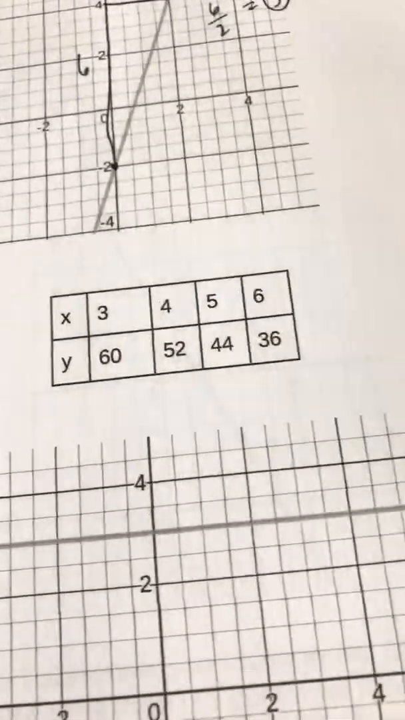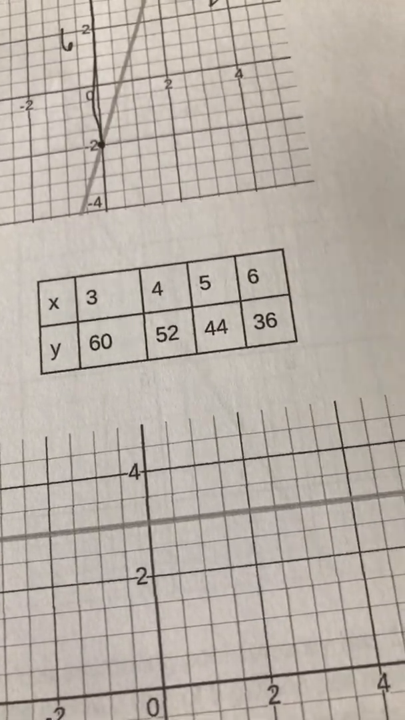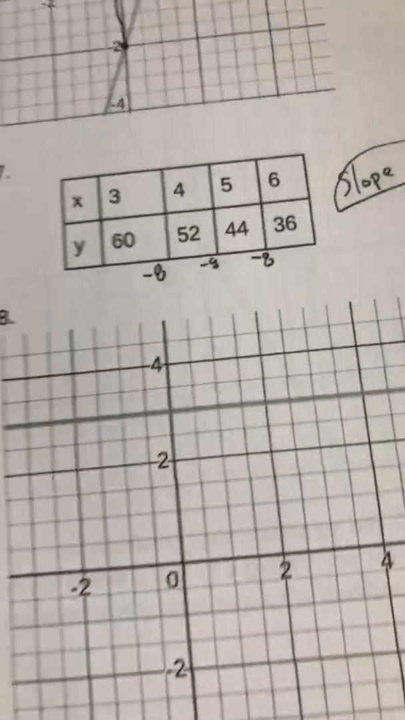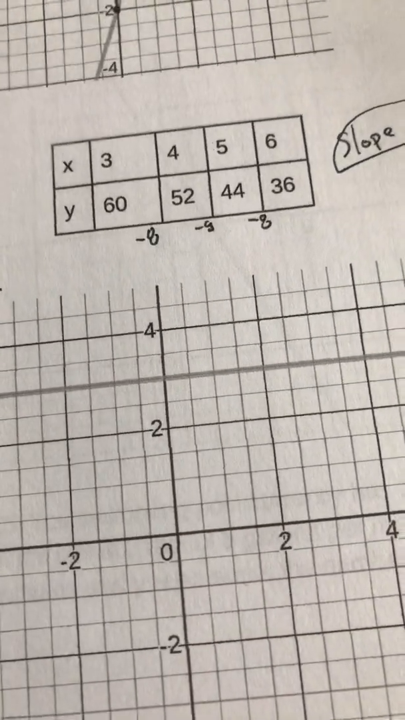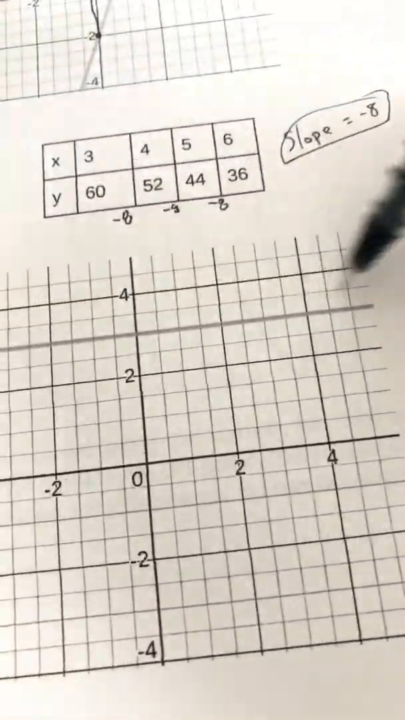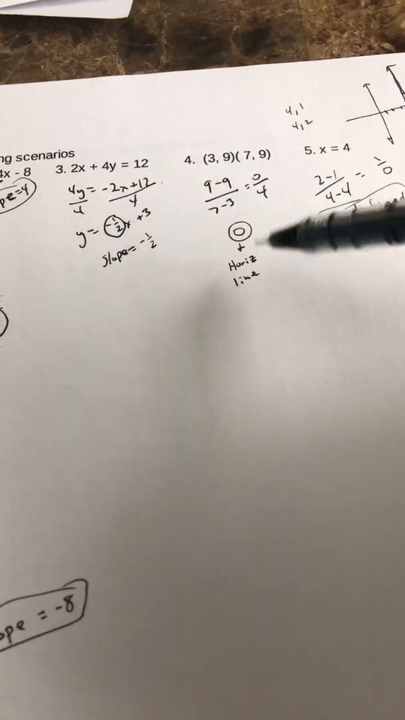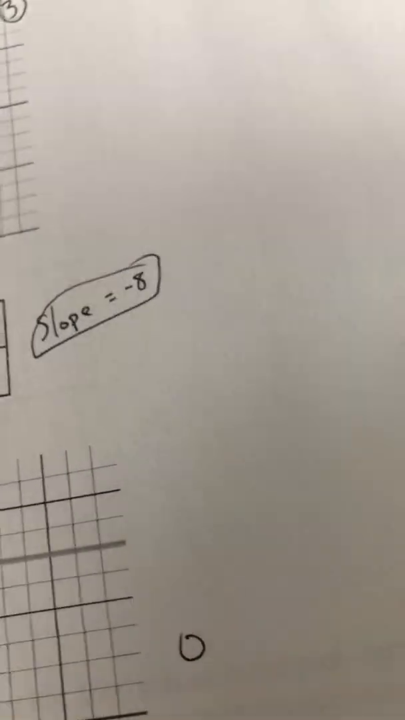And then number 7, looking at this data set, it is subtracting 8 over and over and over again. So this one has a slope of negative 8. Number 8, you've got a horizontal line right here. So the slope of any horizontal line is going to be 0.